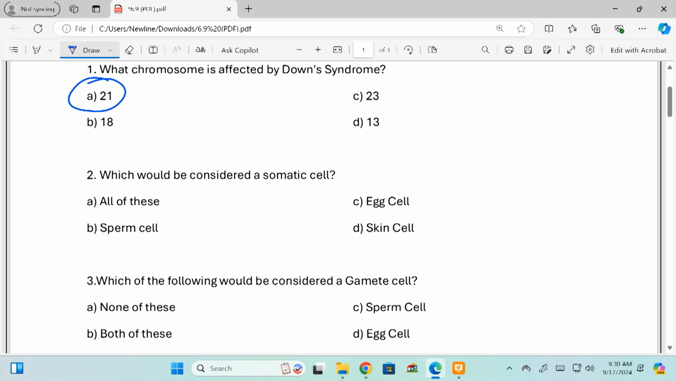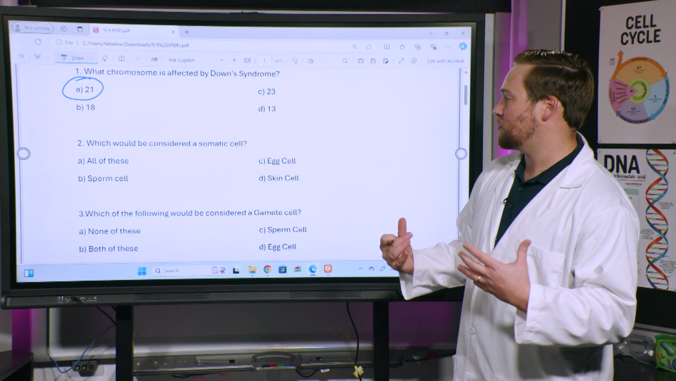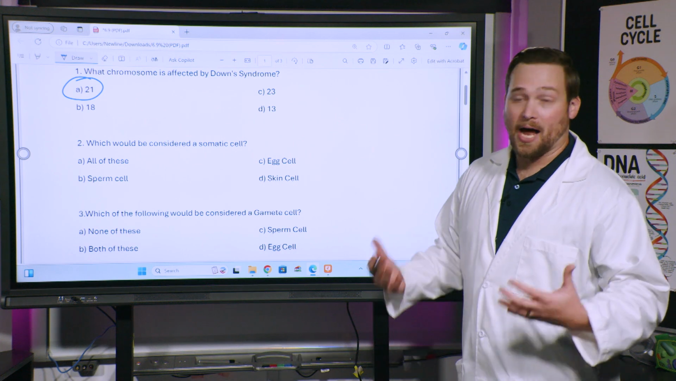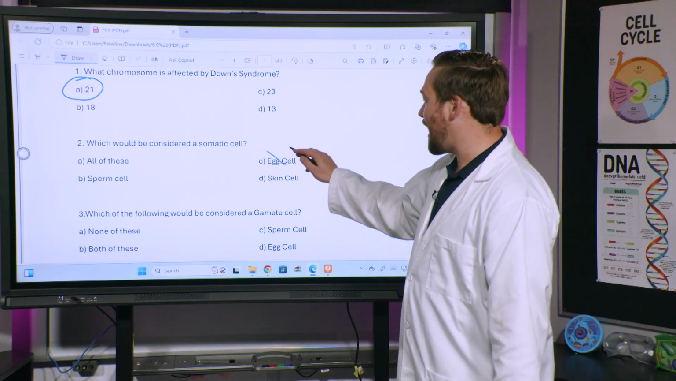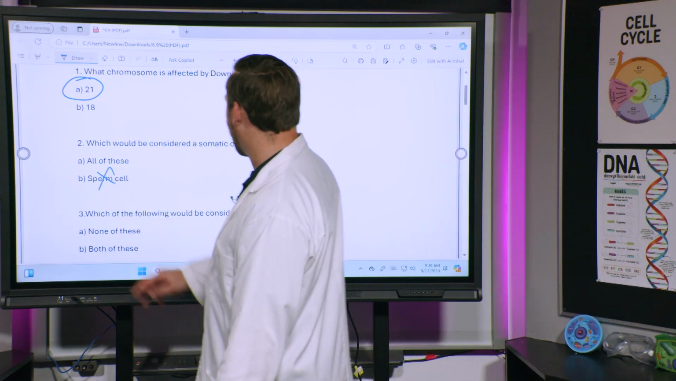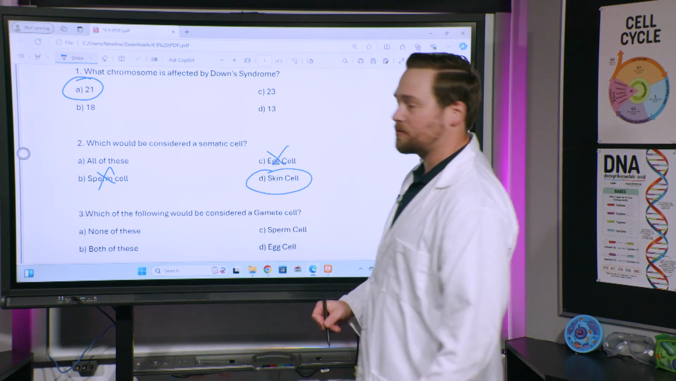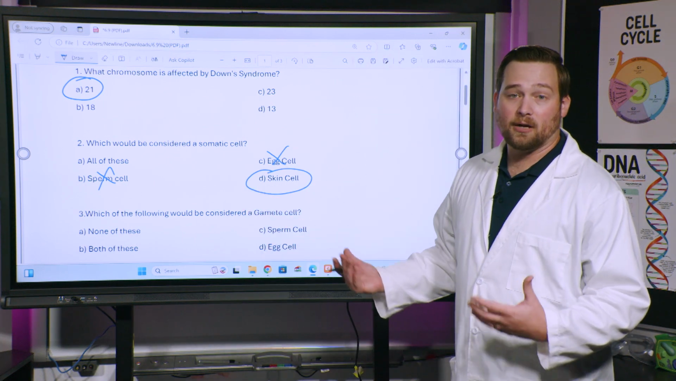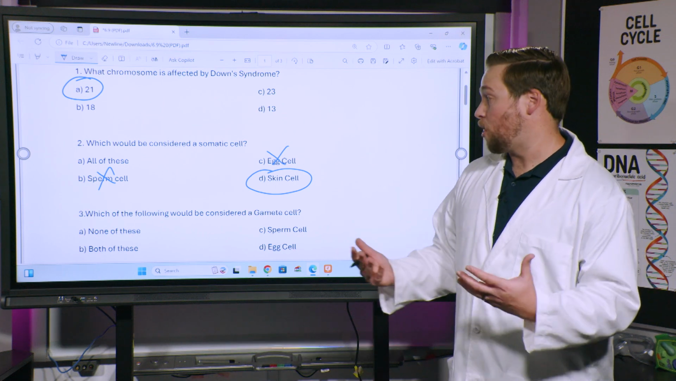So number two, which would be considered a somatic cell? So remember that somatic cells, somatic is just another word for body. So which of these would be considered a body cell? Well, it's not eggs and it's not sperm, and so that means it's going to be skin cells. Your skin is part of the body, right? It's a somatic cell and it has all 46 chromosomes.